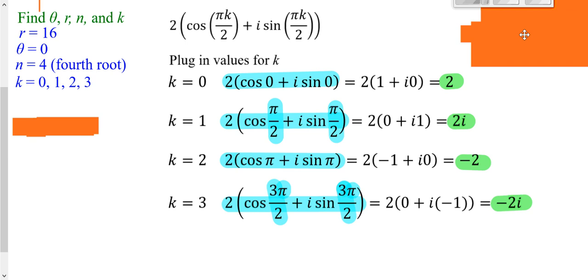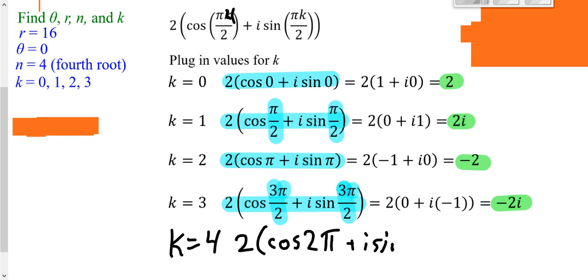Now, suppose you did not stop at k being 3 and went on to k being 4. Well, if you plugged in 4 here, you get a 2 pi. So you get cosine of 2 pi plus i sine of 2 pi. Well, you should realize that cosine and sine of 2 pi is identical to this. So if you forget to stop, you really just start duplicating your answers. So just be aware of that. Now, we have our 4 answers in trig form, highlighted in blue, our 4 answers in rectangular form, highlighted in green.